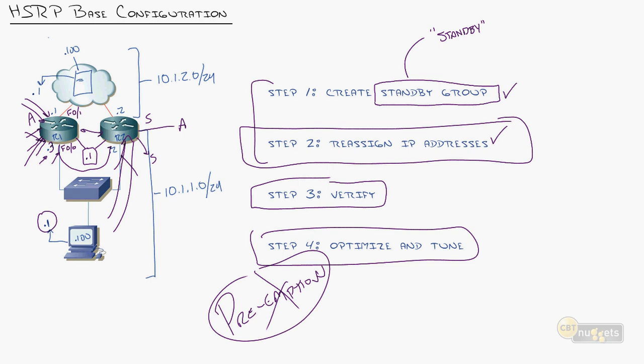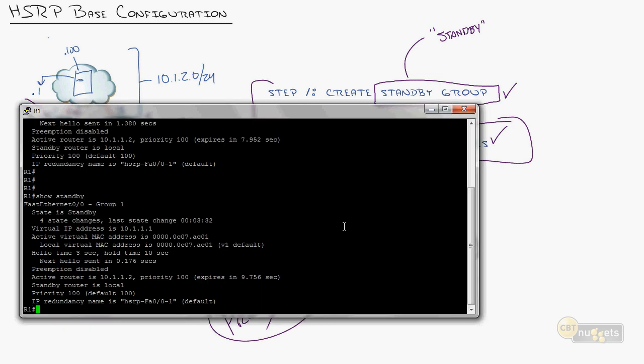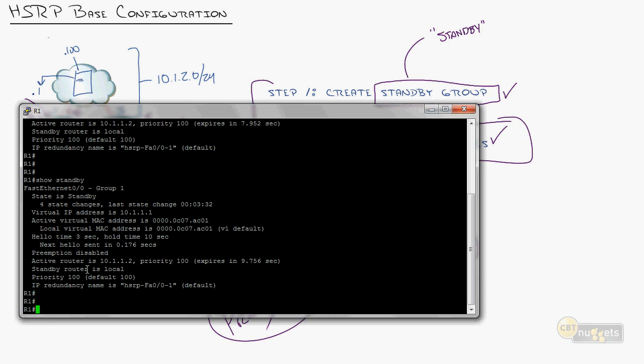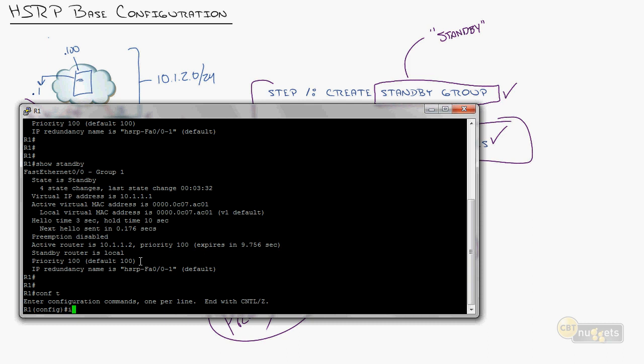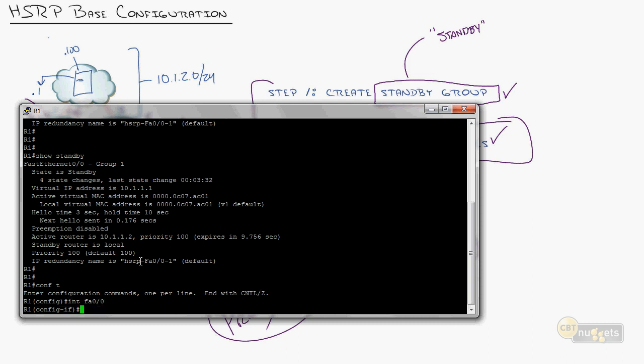The first one is going to be preempt. So let's go back to router 1. We can see it saying the active router is still router 2, priority 100. So I'm going to go into interface FastEthernet 0/0. Let me do a 2-for-1 here. I don't like allowing the highest IP address to dictate who wins this election. I want to set the priority. It gives me more control here.